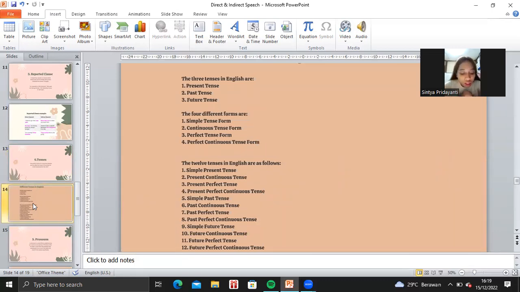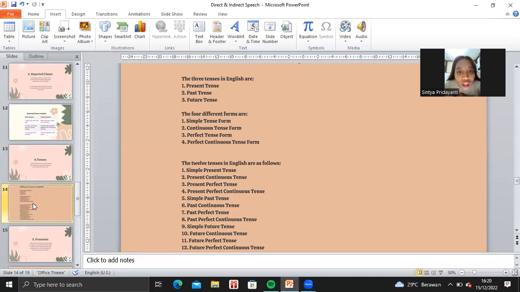And these are the different tenses in English. In English grammar, there are 3 tenses, and they are each further classified into 4 different forms, with a sum of 12 tenses in total. The 3 main tenses in English: the first is present tense, the second is past tense, the third is future tense.